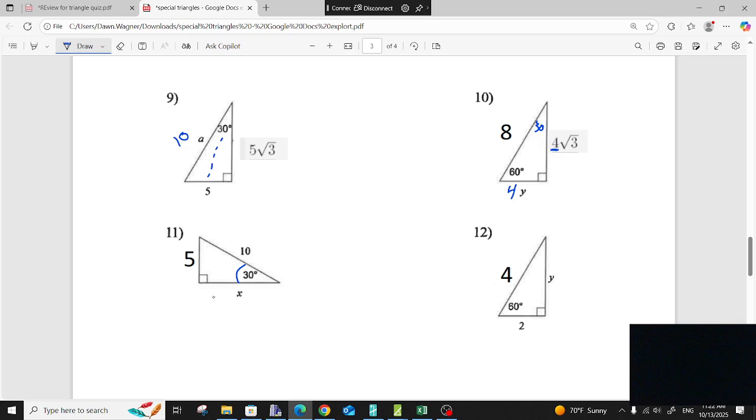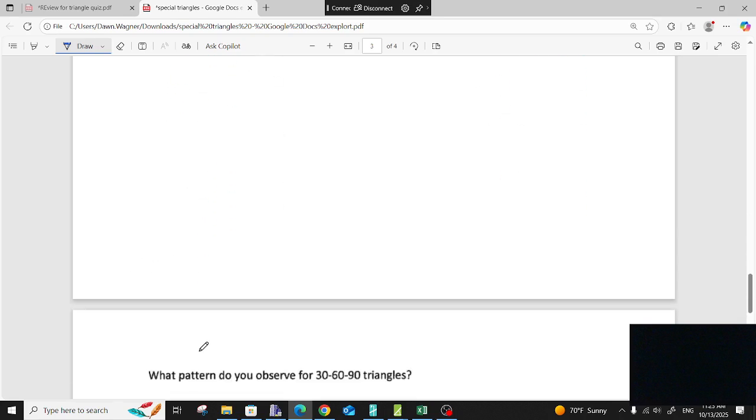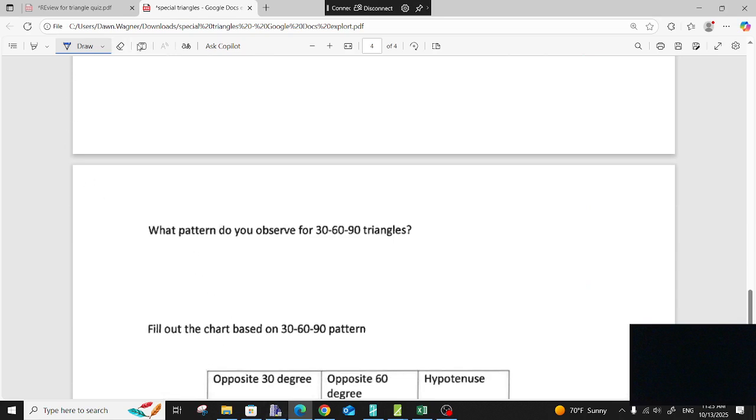What would this side have to be? 5 square root 3. It's actually the problem right above it, really. It's the same triangle. What would I write right here? 2 square root 3. If I were to write this pattern, why does it keep moving on me?